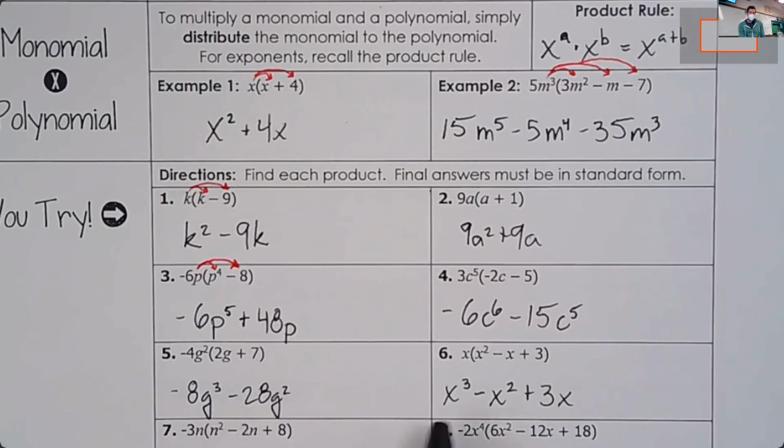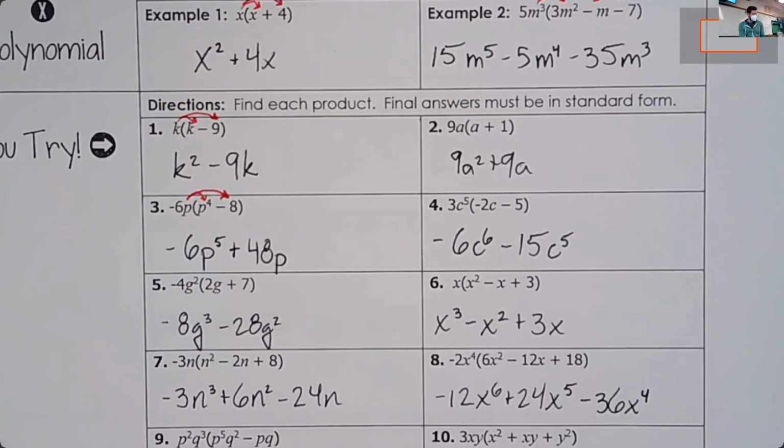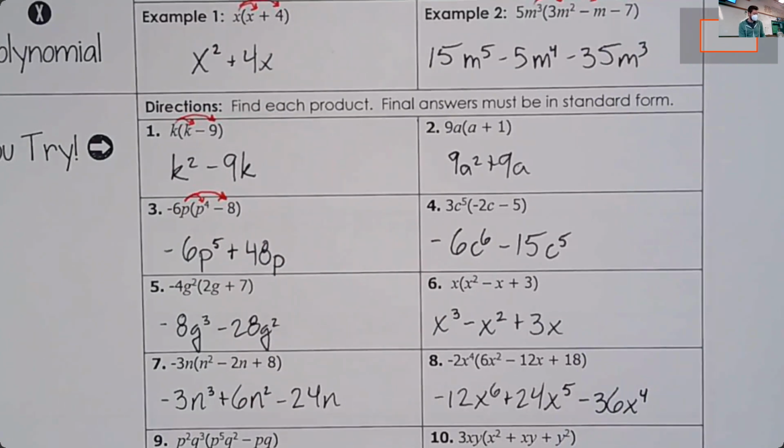Number 6, x to the third minus x squared plus 3x. Number 7 should be negative 3n to the third power plus 6n squared minus 24n. Number 8, negative 12x to the sixth power plus 24x to the fifth power minus 36x to the fourth power. If you have questions on any of these, feel free to stop me. If we need to go over any greater detail, please let me know.